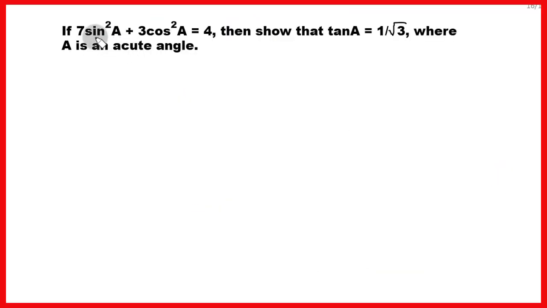Now the question is on the screen. If 7 sine square a plus 3 cos square a is equal to 4, then show that tan a is equal to 1 upon root 3, where a is an acute angle. 7 sine square a plus 3 cos square a is equal to 4, this is given, and you have to show that tan a is equal to 1 upon root 3, where a is an acute angle.